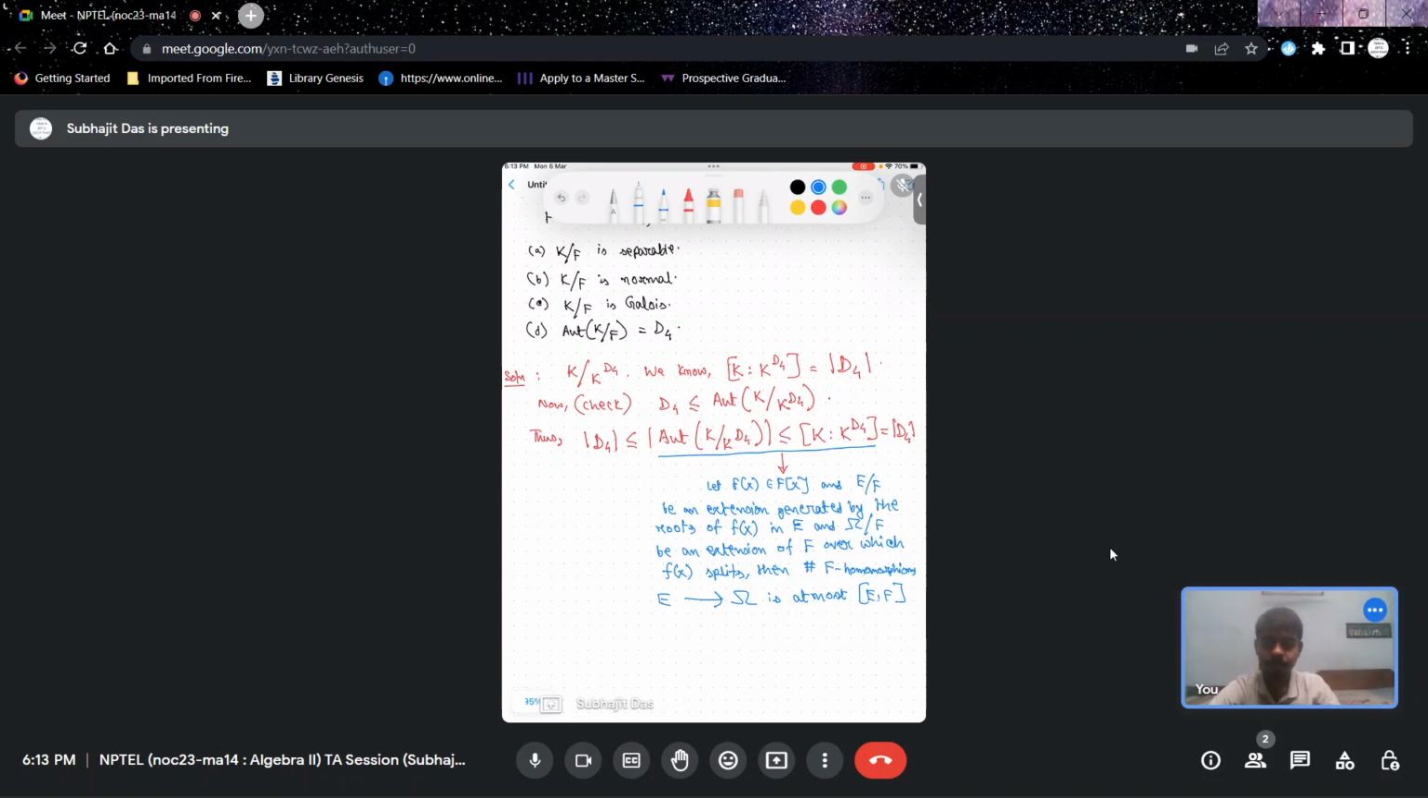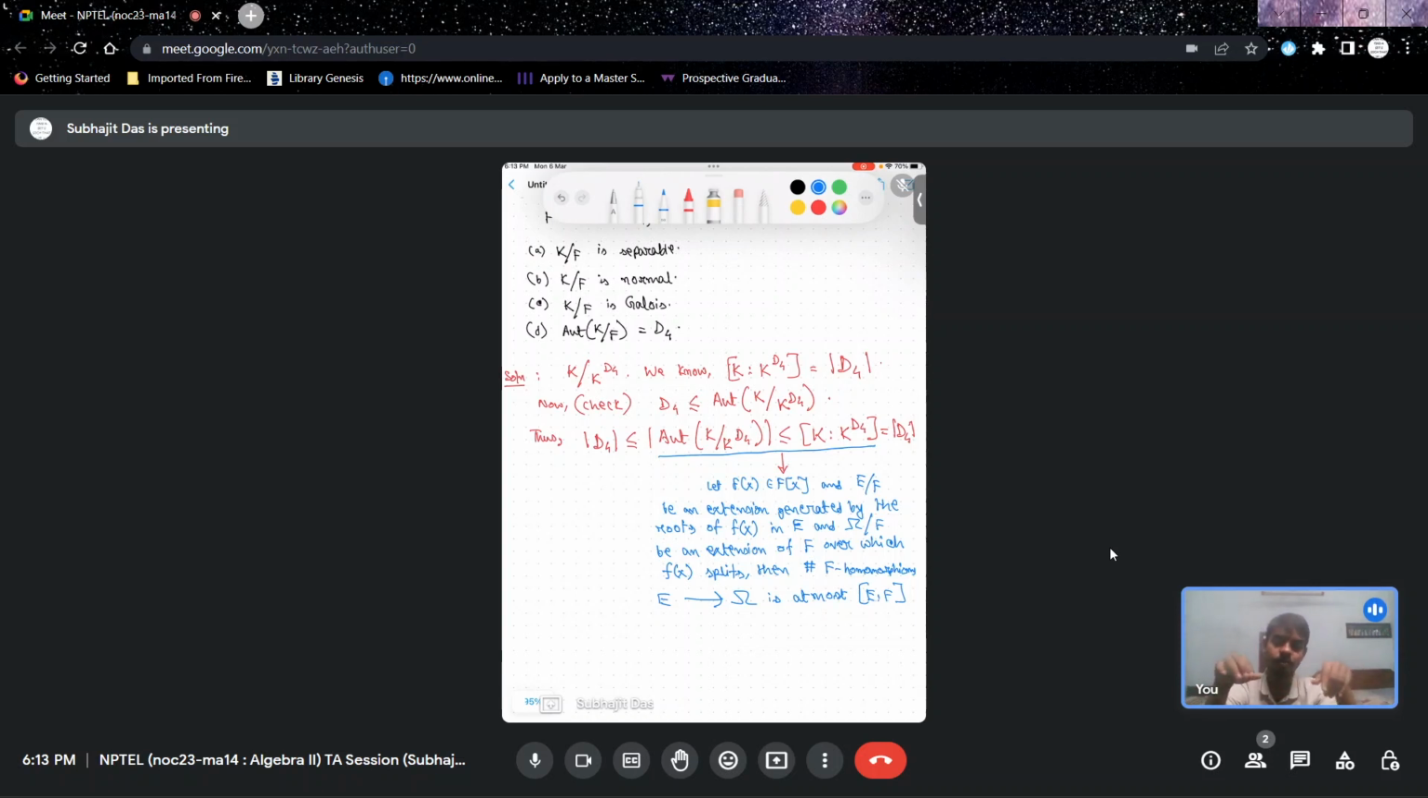Now k over k^{D4} is a finite extension, as we clearly saw, and therefore it is generated by finitely many elements which are algebraic over k^{D4}. So using these elements you can cook up a polynomial f(x) such that k over k^{D4} is generated by the roots of f(x) in k, and you can take some splitting field omega of f(x). Now you can apply this particular theorem.